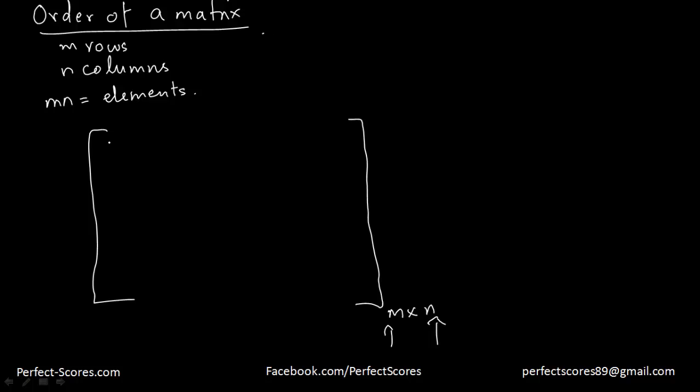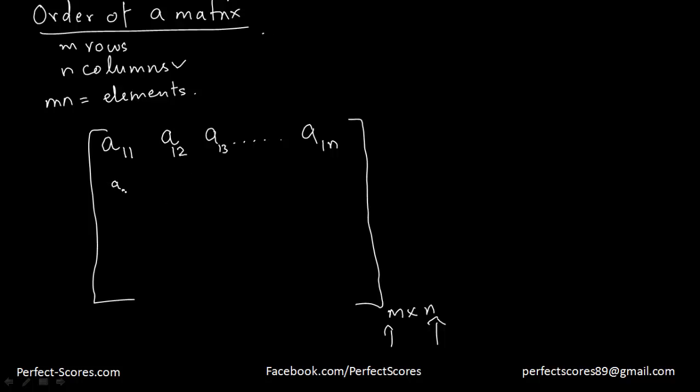Each element, so this is, let's suppose, the first element, belongs to the first row and the first column. That is how we represent this element. The next element belongs to the first row but the second column. The third element belongs to the first row and the third column, and so on. The last element in this row belongs to the first row and the last column, which is the nth column, because there are a total of n columns.